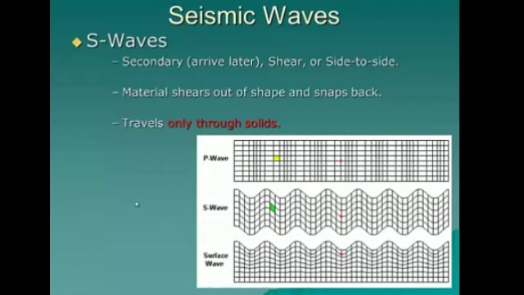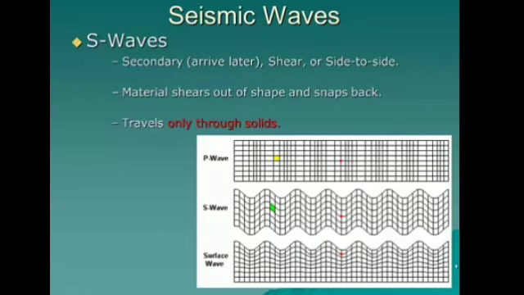Next up is an S wave. S stands for secondary wave. So this one will arrive second. It arrives a little bit later after the P wave. This S as in a shearing wave or a side-to-side wave. Here the material shears out of shape and snaps back. And this travels only through solids, and that's important. That's where we got to the old outer core being a liquid, because S waves do not travel through it.